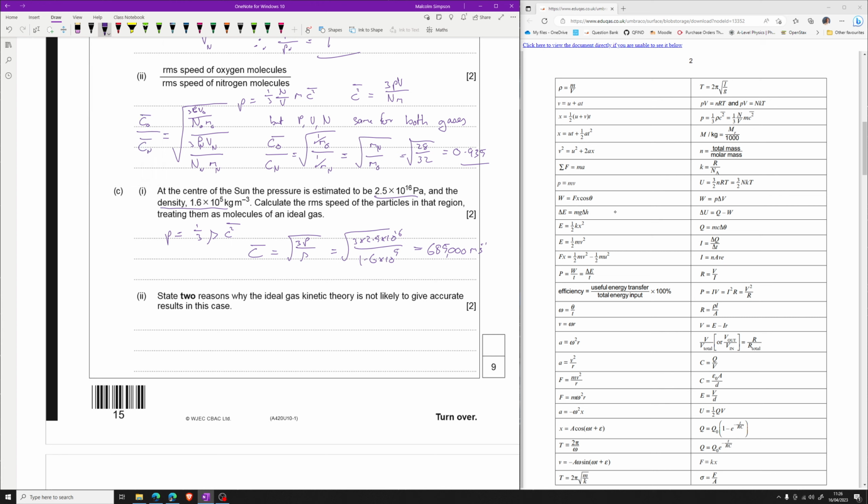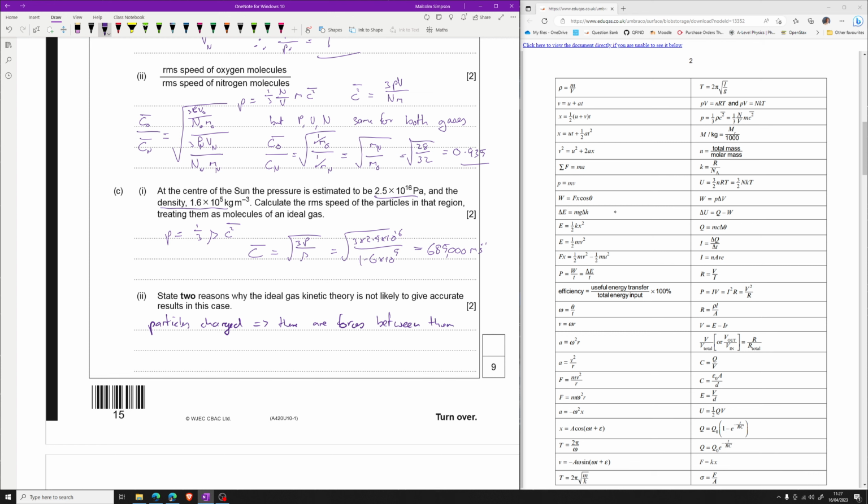Remember the center of the sun is a plasma. It's a ridiculously high temperature. So it is fully ionized gas. So what we've actually got in there are mostly just protons and electrons. So the particles are charged, and therefore there will be forces between particles. So there are forces between them when they're not in collision, is my first point.